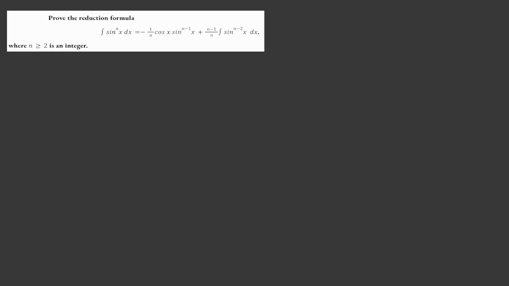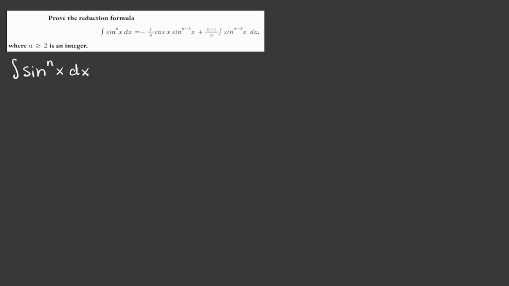Right here, I will be proving the reduction formula using integration by parts. Now here, I will be taking one side of the equation, applying integration by parts, and after I do all the math and algebra, I should be able to obtain the right-hand side of the equation. So here, using the left-hand side of the equation, which is the integral of sine^n of x dx.